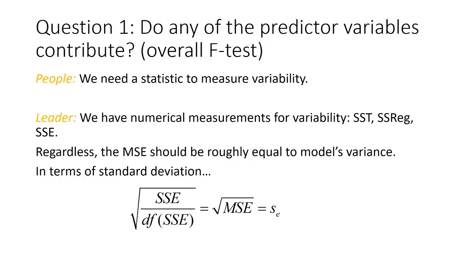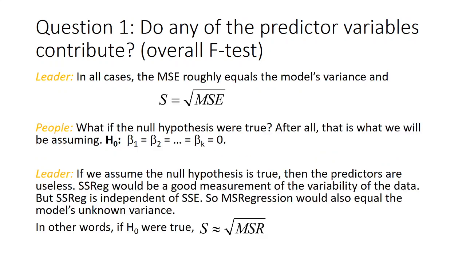So the people say we need a statistic to measure variability. Since we can't use R-squared, we need some sort of numerical value that will help us. And so I will say, as leader, we do have numerical measurements for variability: the sum of squares total, sum of squares regression, and sum of squares error. Since statistics is about measuring variability, we ought to have something like this. Well, we do know that the mean square error is roughly equal to the model's variance, or in terms of standard deviation, the square root of the mean squared error is the standard deviation. So maybe we can use that.